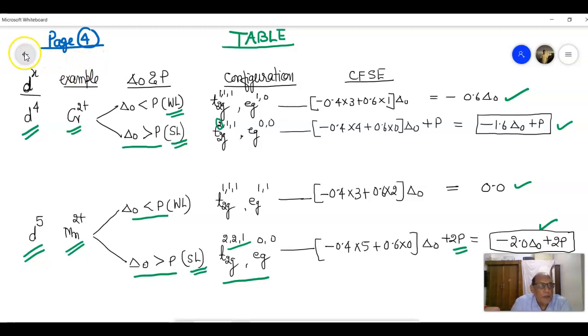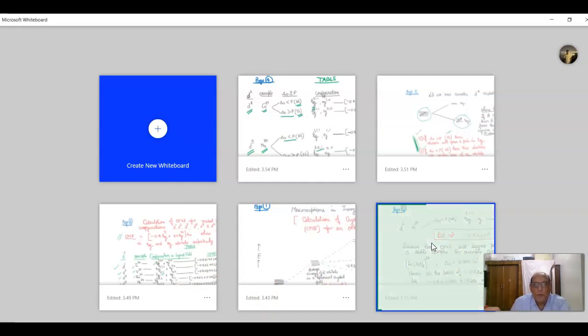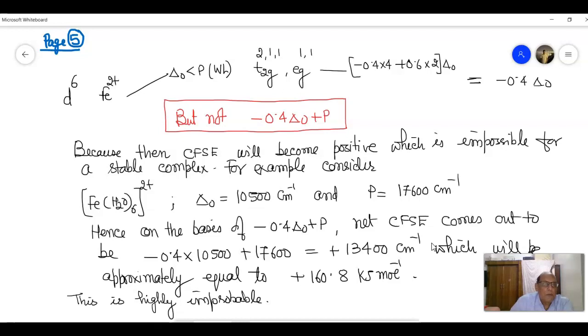Proceeding on these lines, let us see what will happen when we come to d6 configuration. In case of d6 configuration, for example, ferrous iron, let us break up the discussion into 2 parts. First of all, consider if delta O is less than P, a weak ligand field, then 6 electrons will make the configuration t2g2,1,1 eg1,1, and CFSE will be minus 0.4 delta O.